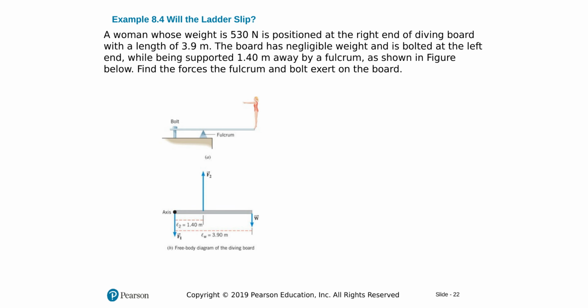This one is very similar to the man lifting up the weight. This lady is jumping from here. We're asked to find the forces the fulcrum and bolt exert on the board. Bolt will try to pull the board down. I'm going to call this F1, and the fulcrum will try to push the board up. I'm going to call this F2. The lady additionally has a weight mg here.